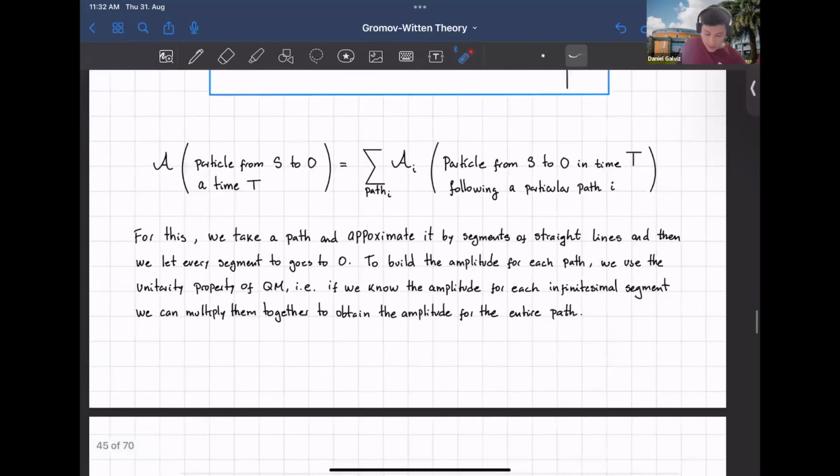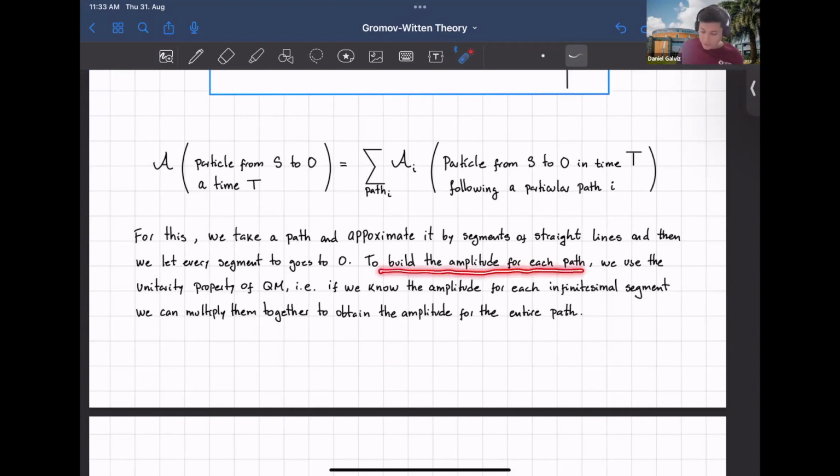And then we let every single segment go to zero, so we make them really small, actually to translate this problem into a differential problem.